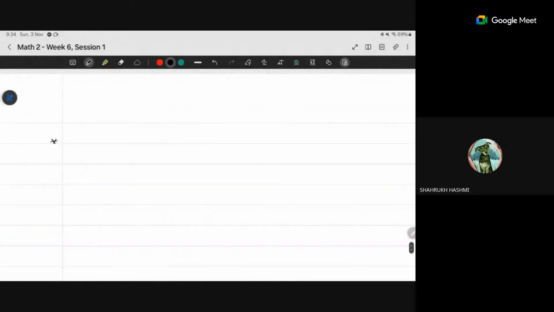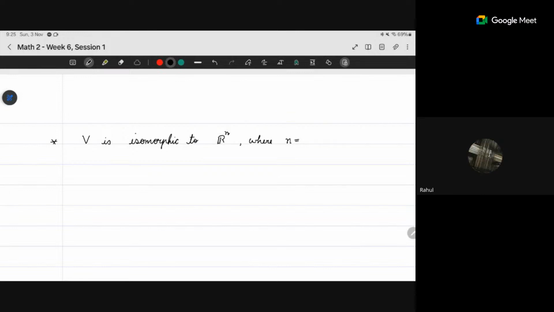And the next thing that I will say is a vector space V is isomorphic to the standard vector space Rn. So n is, what do you think n is? Fill in the blank. What is the natural candidate? Dimension.